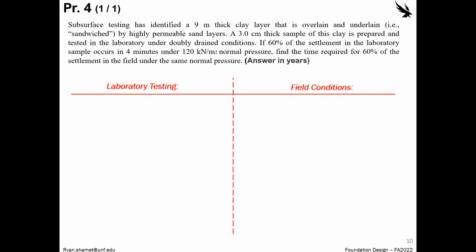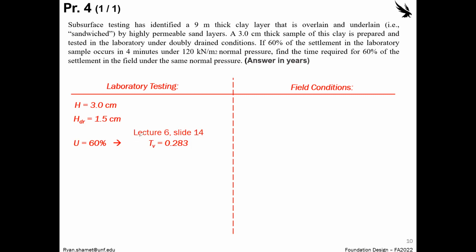So we have our laboratory testing and our field conditions. For the laboratory test, we know the sample is 3 centimeters thick. The HDR, since it is a doubly drained condition, is 3 divided by 2, so that's 1.5 centimeters. Now we're told that it achieves 60% of the settlement in the laboratory, so our U, our degree of consolidation, is 60%. For that, our time coefficient, our TV, is 0.283.